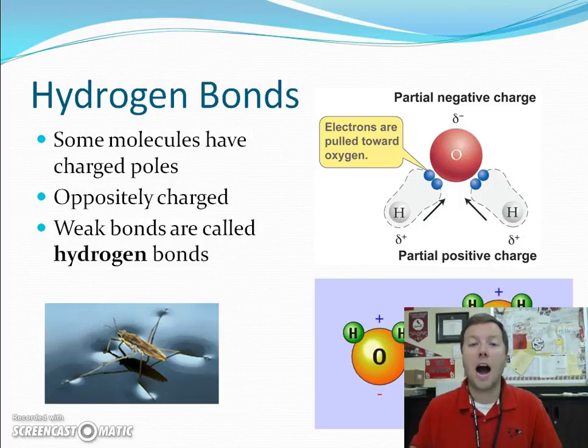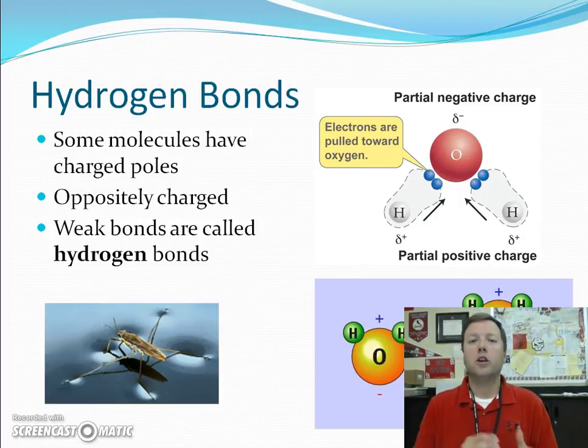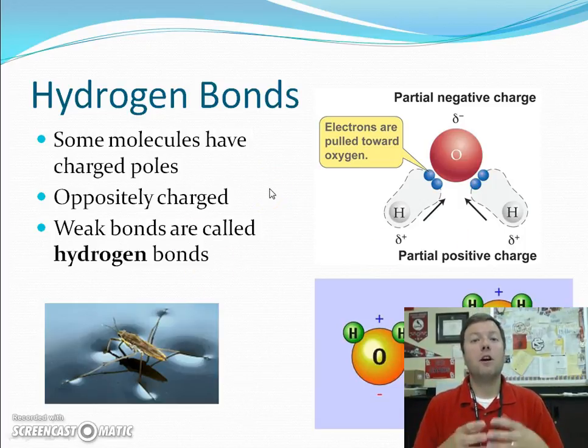The last we're going to talk about are hydrogen bonds. Now these are going to come up again and again, especially when we talk about DNA replication, transcription, translation, things like that. Hydrogen bonds, they're very convenient. They're very weak, but at the same time, they hold things together when need be.